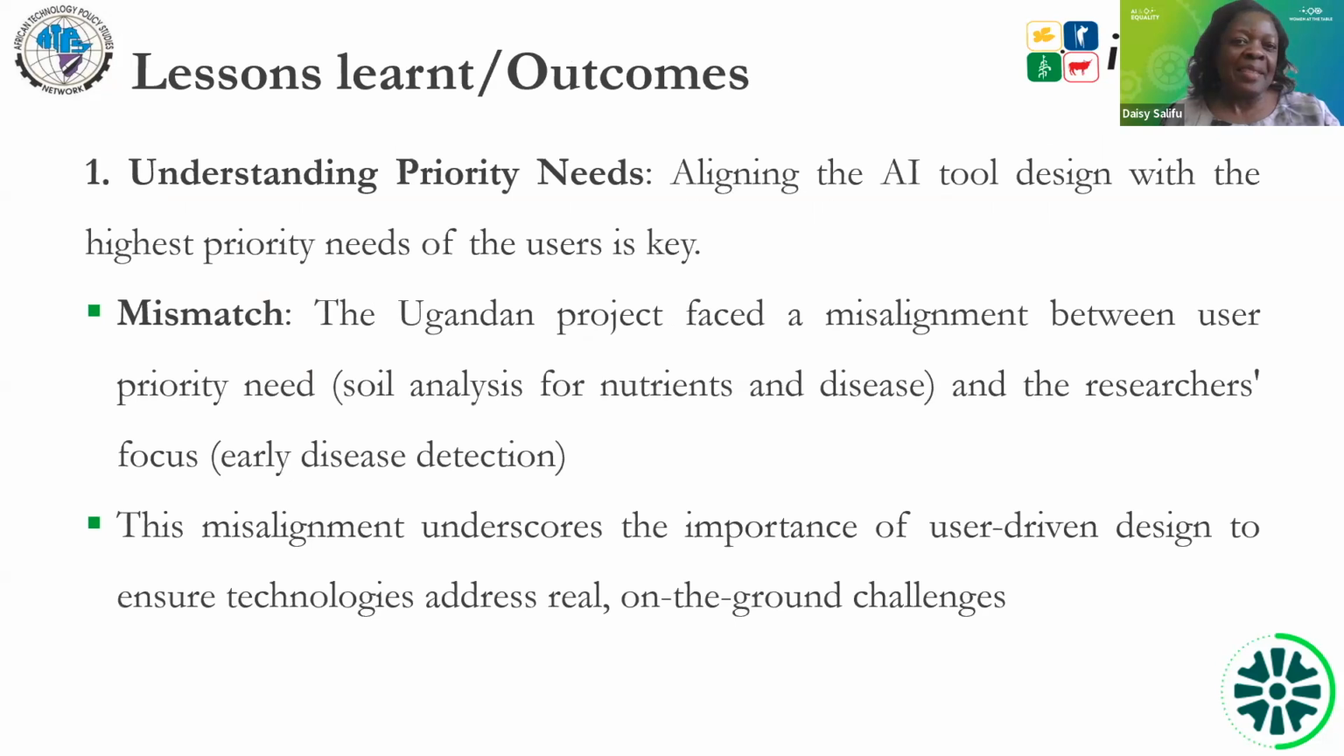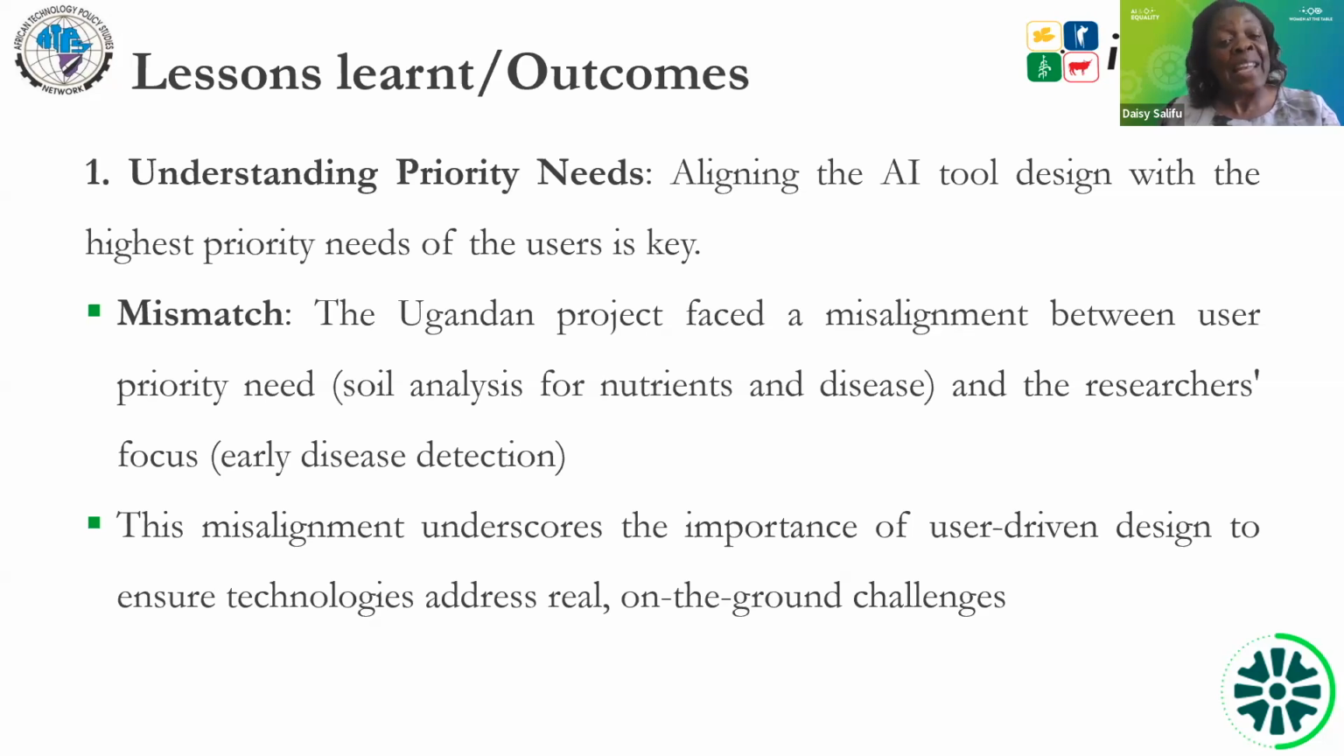Now, here are some of the lessons learned, some of the outcomes. Understanding the priority needs is key in developing AI tools in agriculture. So we need to align the AI tool design with the highest priority need of the users. Otherwise, in this case, for the Uganda case, there was a mismatch. The Ugandan project was a scaling project. So as the hub, my hub got hold of this project at the scaling level.